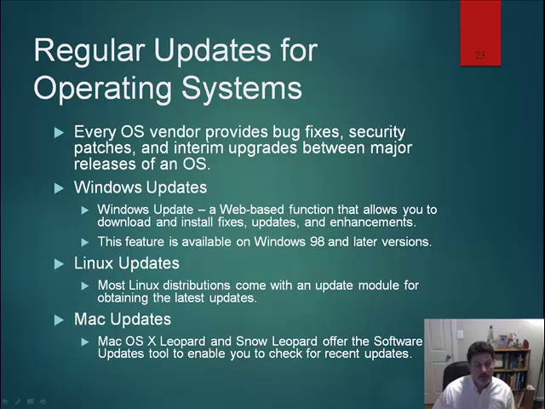Last but not least, once we have rolled out an operating system, it's important to get the operating system on some sort of regular update strategy. Every operating system vendor provides bug fixes, security patches, interim upgrades, major releases, and so on. Windows Updates really works off a web-based function and allows you to download and install fixes, updates, and enhancements. This really started as early as Windows 98.